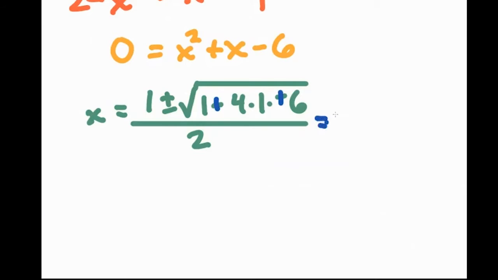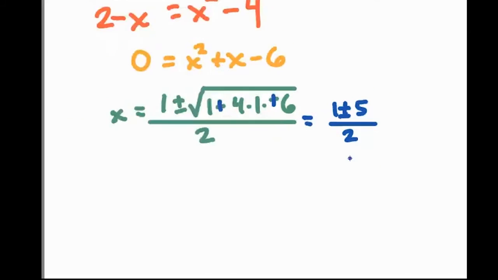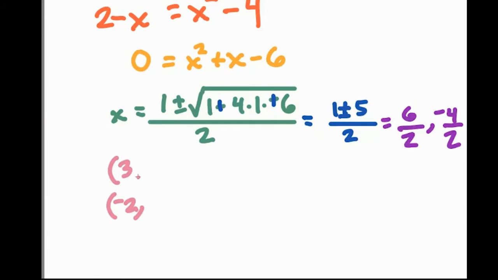So that's 25. So it's going to be 1 plus or minus 5 over 2. It's going to be 1 plus 5, which is 6, and 1 minus 5, which is negative 4. So you get your x's to be, what is that, 3 and negative 2? But you got to figure out the y's.